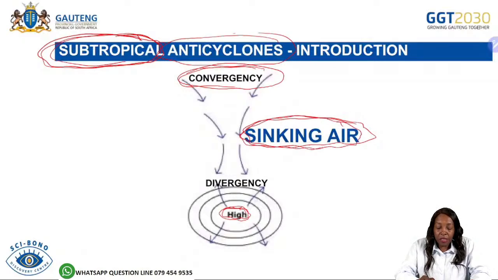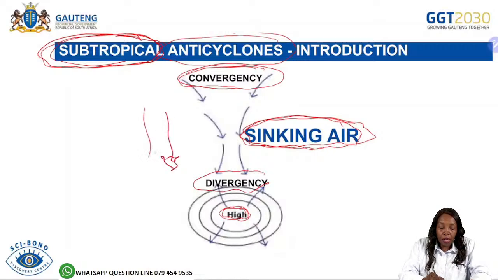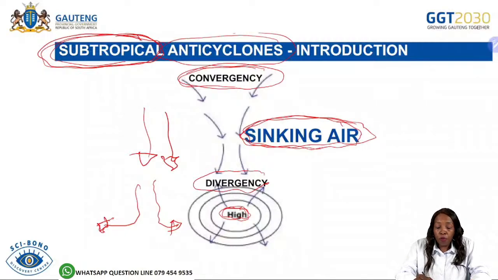And then when it reaches the lower parts of the atmosphere, what are we going to experience? Then it diverges. So it sinks onto the ground or onto the lower parts of the atmosphere, and as it lowers itself, it diverges. We can see now the divergence that we can identify there. So these are the characteristics of anticyclones: they are formed due to convergence of air. Then when the air sinks and reaches the lower parts of the atmosphere, there is surface divergence.